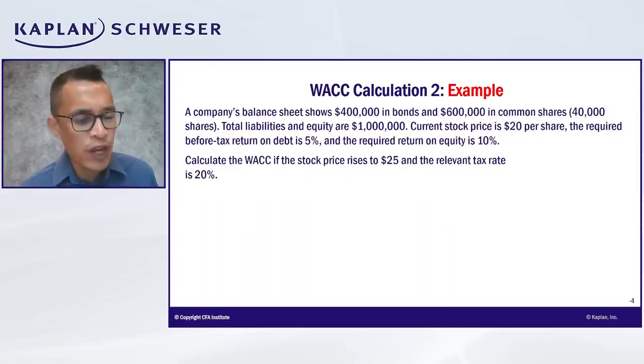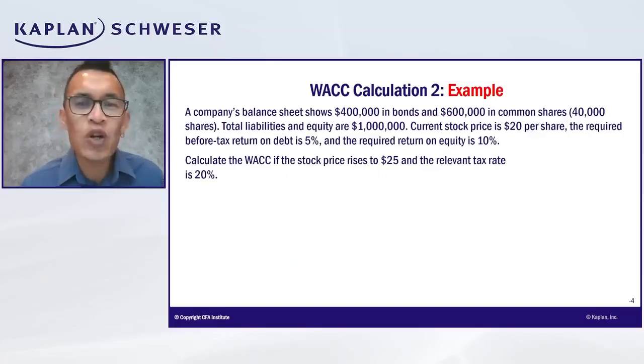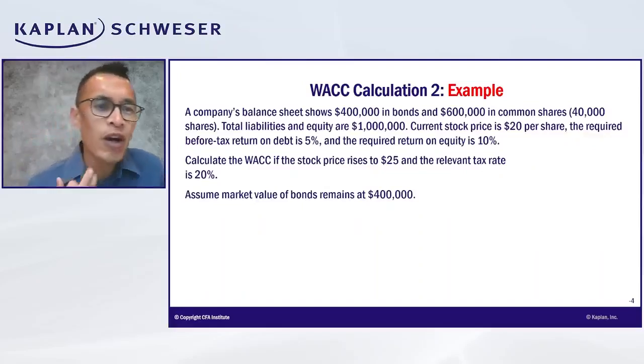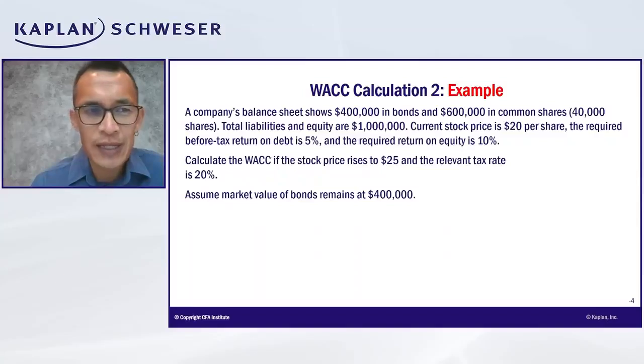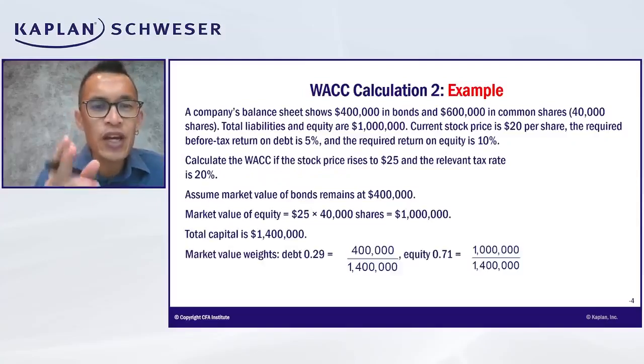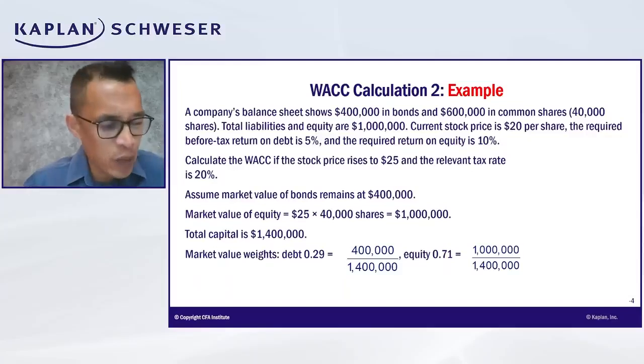So as you know, the book value weights of debt and equity are irrelevant here. Instead, the correct weights we're going to use are going to be based on market value. So let's go and take a look at these computations here. Okay, so I've just kind of said here, value of bonds here is going to be staying at 400,000, and so once we continue here and see the weights, you'll see that the weights are 29% and 71% for debt and equity, respectively.